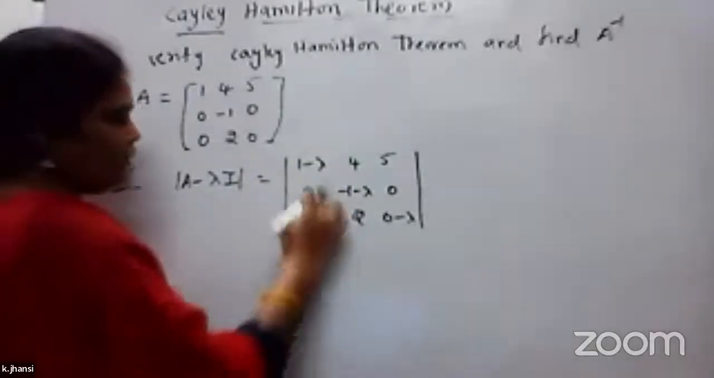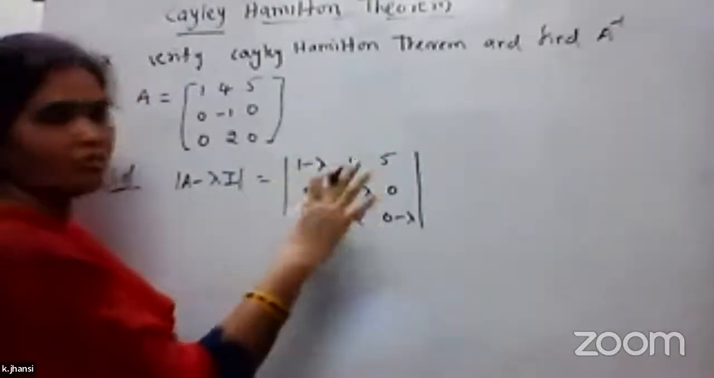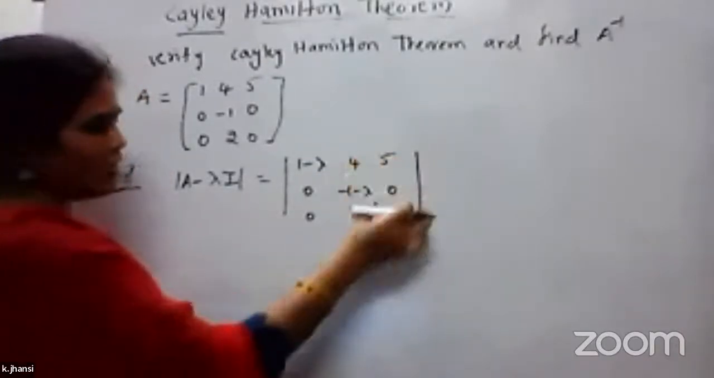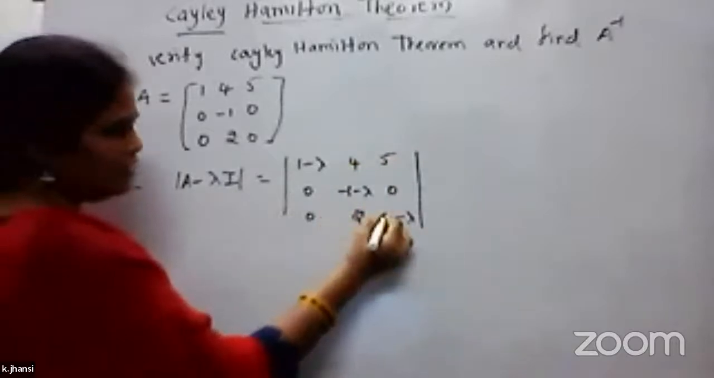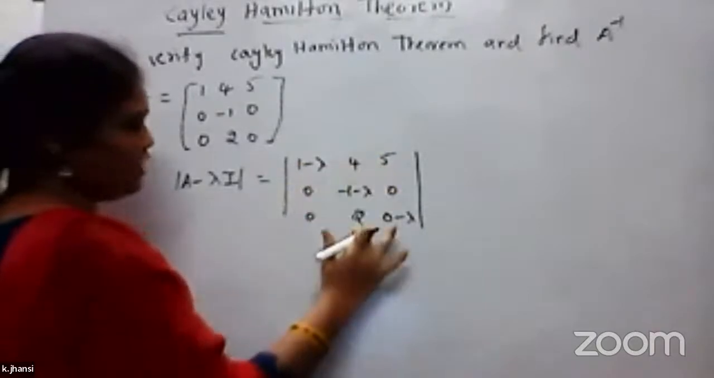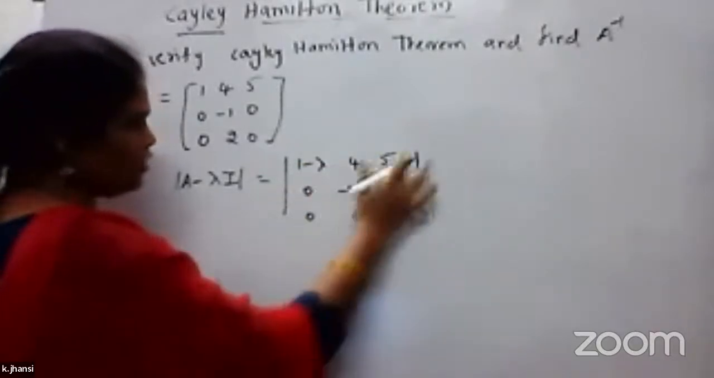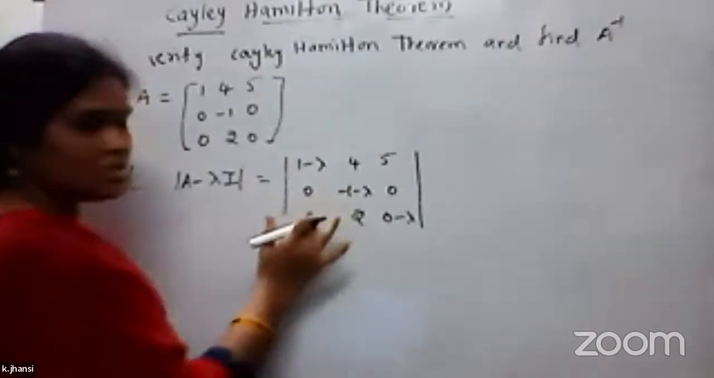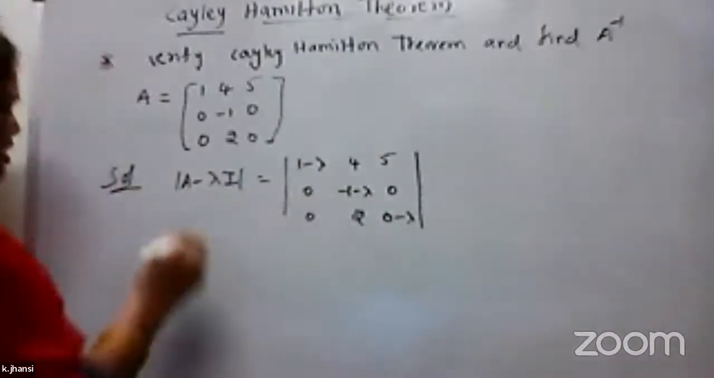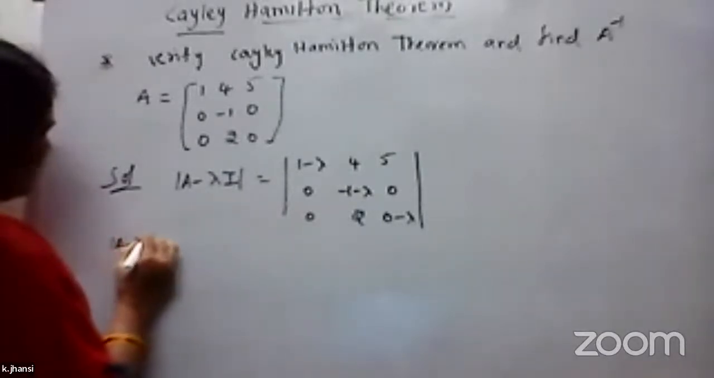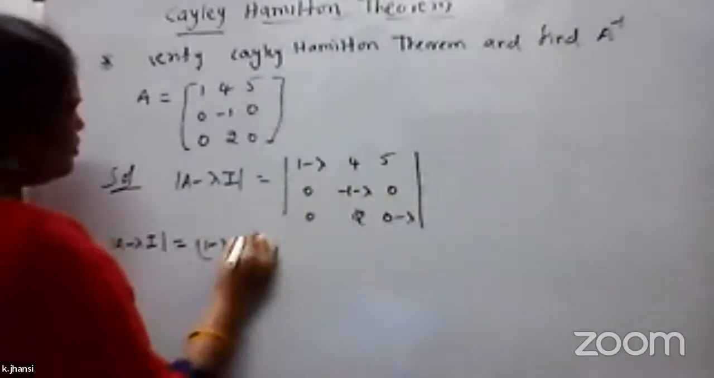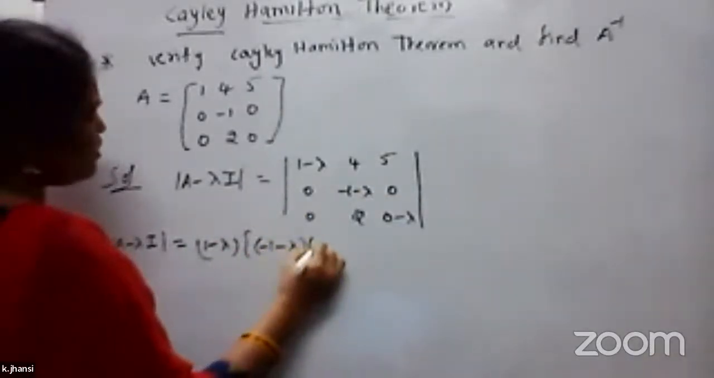When you do the determinant of this, I hope you know how to find the determinant. When you eliminate the first row and first column and cross multiply, you will get only one value. The other terms are 0 into 0, and the last one is also 0. So only the first row, first element gives the value. So the determinant of A minus lambda I is 1 minus lambda into minus 1 minus lambda into minus lambda.